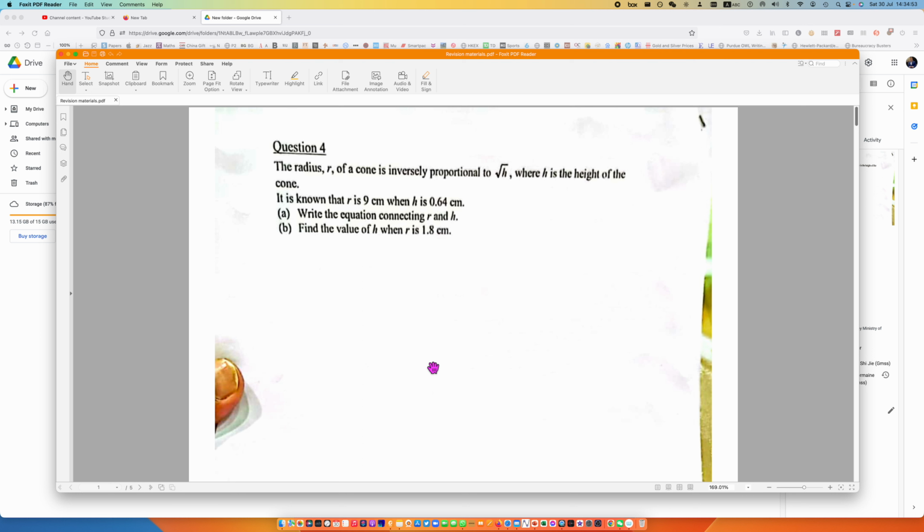What's your step one? So because it's inverse, this is the formula. You change your r to y, and then you change this one to your x, okay? And then r is 9, and this is 0.64, so k equals to this. So write the equation connecting, so this is the one, right? Yeah. And then your next step is r equals to 1.8.